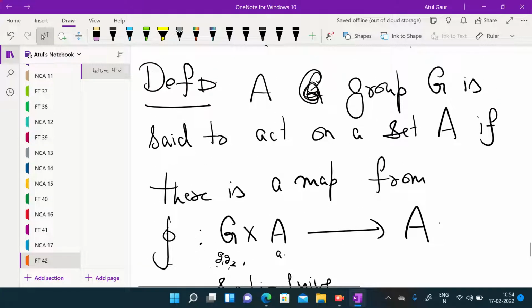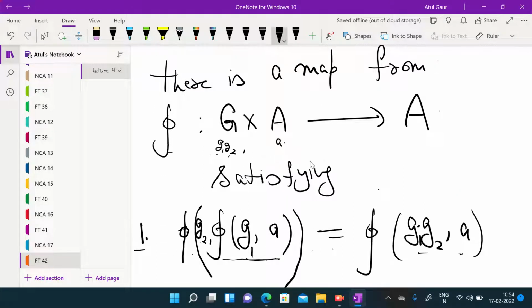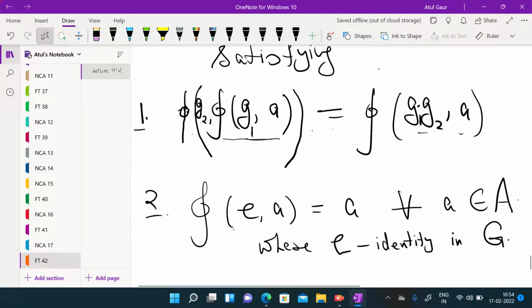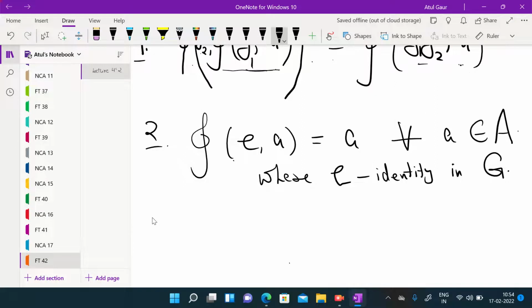So here G is a group, A is a set. G is a group, A is a set. Any function from G cross A to A satisfying one and two we call a group action.